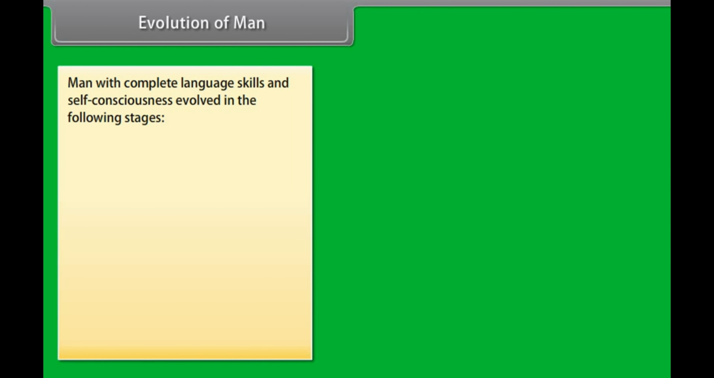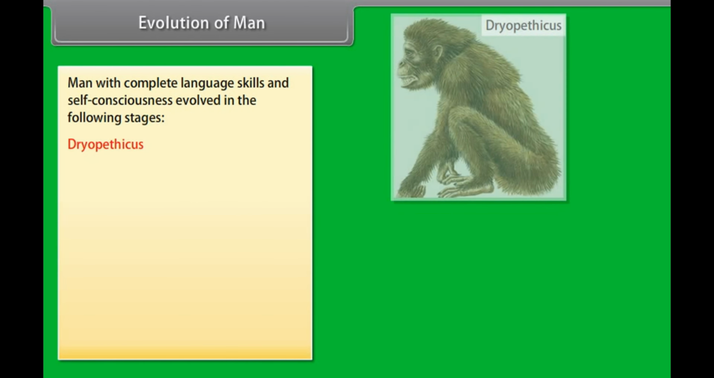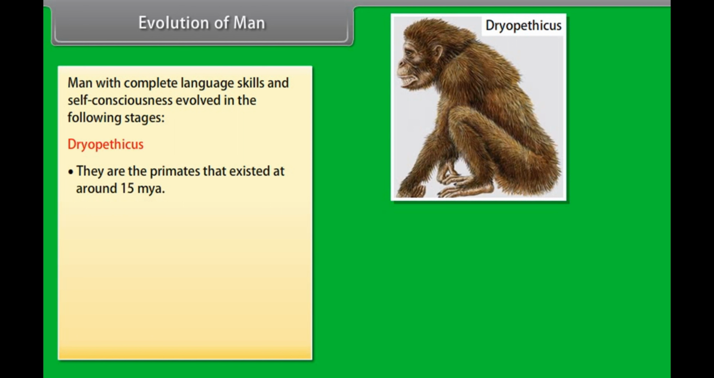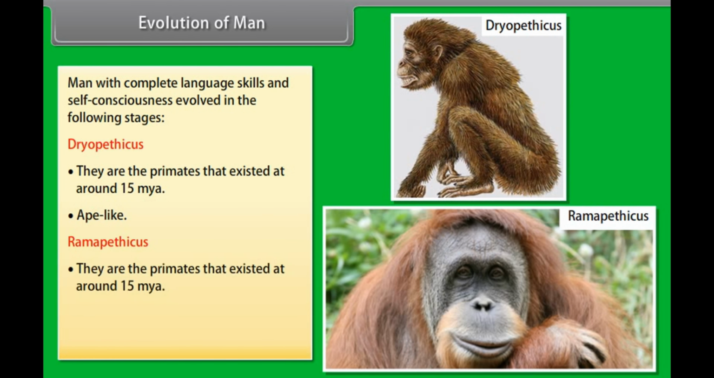Evolution of man. Man, with complete language skills and self-consciousness, evolved in the following stages. Dryopithecus are the primates that existed at around 15 million years ago. Ape-like. Ramapithecus are the primates that existed at around 15 million years ago. Man-like, walked upright and were about 4 feet tall.